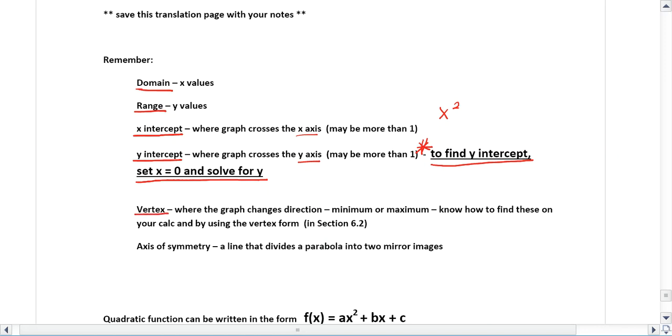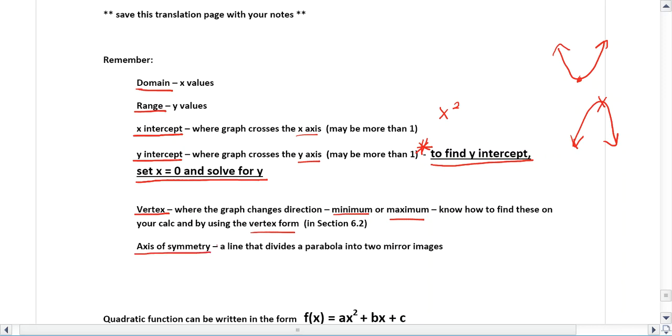The definition of a vertex is where the graph changes directions. It is a minimum if the parabola is right side up like this. The vertex is here, a minimum value. If it's an upside down parabola because of the negative, then this vertex is a maximum value. And know how to find those on your calc, and in the next section, we'll also find them using the vertex form of the equation.